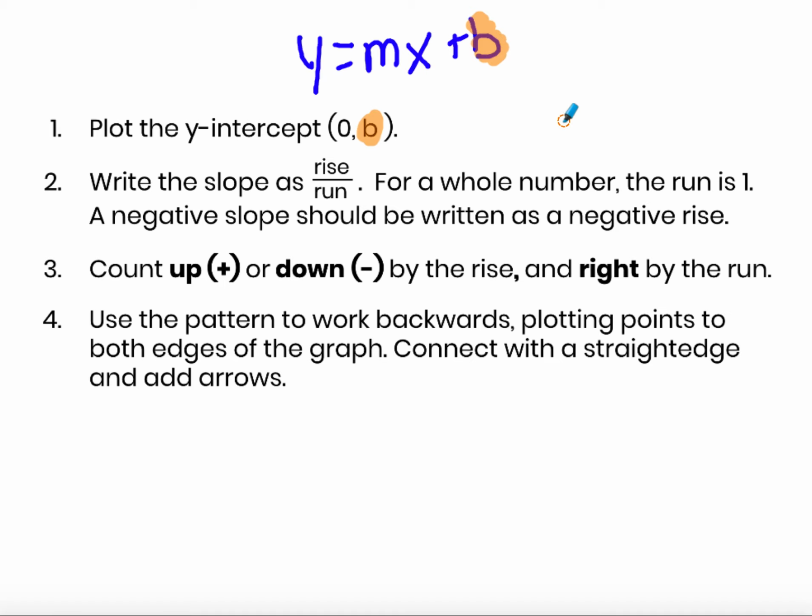From that y-intercept, you will then plot additional points using rise over run, either going up for a positive rate of change, positive rise, or down for a negative rate of change or slope, negative rise. You will obtain that rate of change from the m. If that m is a whole number, the run will be 1. Importantly, in algebra, the expectation is that you will work backwards, plotting every single point that is possible on the grid to both edges of the graph.